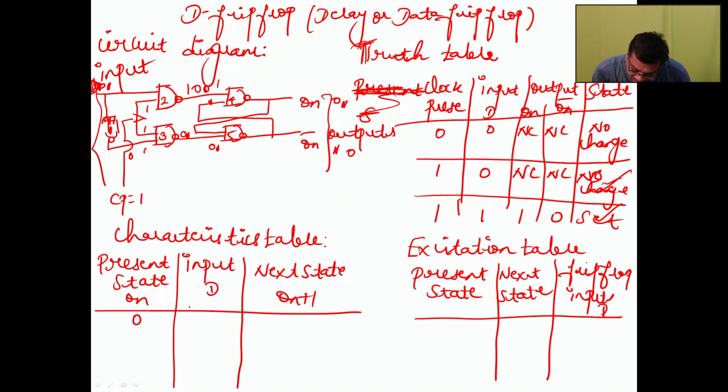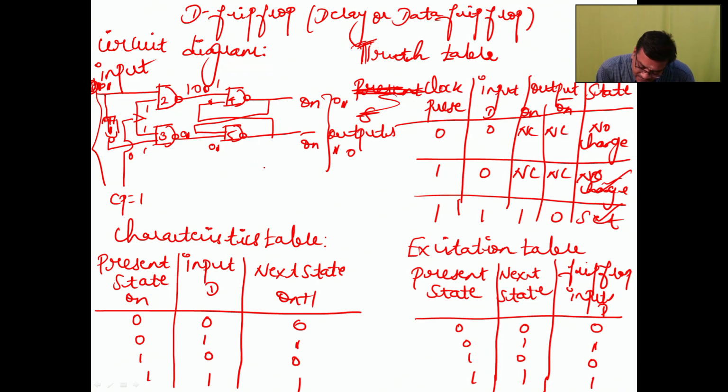So the table: present state 0 0 0 1 1 0 1 1. 0, we will get 0, 1 we will get 1 0 1. So 0 0 0 1 1 0 1 1. So 0 0 is 0, 0 1 is 1, 1 0 is 0, 1 1 is 1.